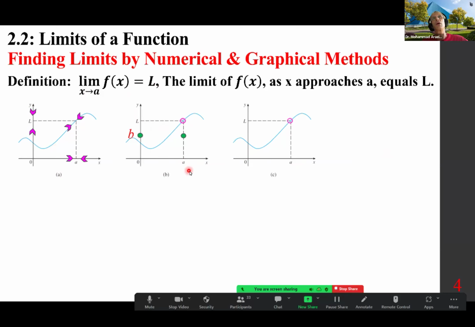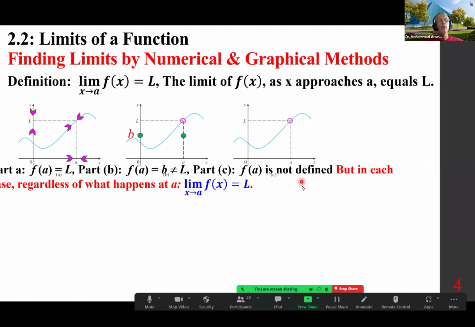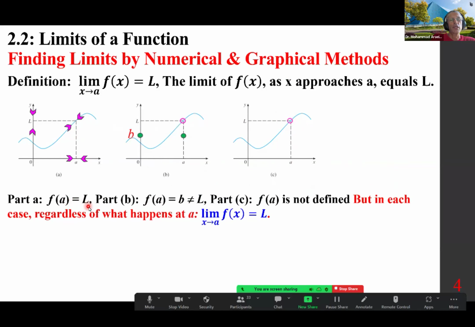What about the differences among those? f of a, the functional value, is precisely L for part A. However, here, f of a has a different value, B. In this case, f of a is not even defined because both of them are holes. This one, f of a is defined. This one, f of a is missing. So part A, f of a equals L. Part B, f of a equals B, which is not equal to L. And part C, f of a is not defined.